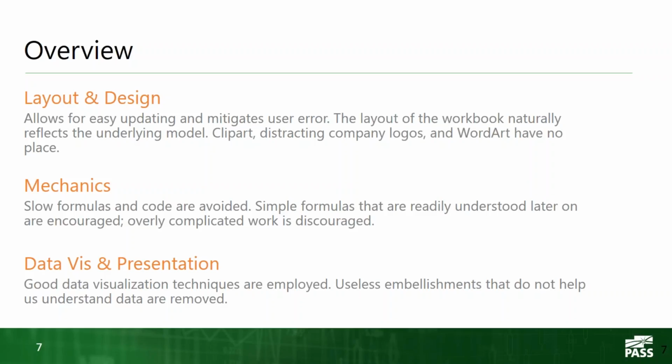So the first is layout and design. And by layout and design, I mean easy updating and error mitigation. So by easy updating, I mean not creating something that requires a lot of VBA to update, and you'll see how we can get around that here soon, but something that is actually very easily updatable. And when I talk about mitigating error, what I mean is that we try to minimize the appearance of errors, and later we'll talk about when there are errors, we actually want to be able to see them. So we need to create a layout that helps us do that. And then finally, clip art, distracting company logos, word art. I don't have to sell this too hard, but these sort of things have no place in our models, and we'll talk about that here as we go forward.